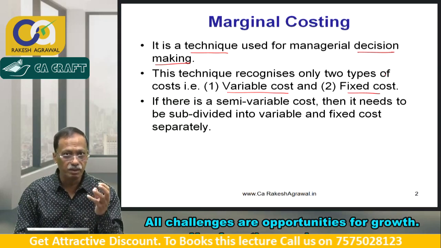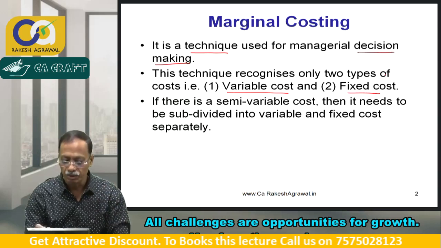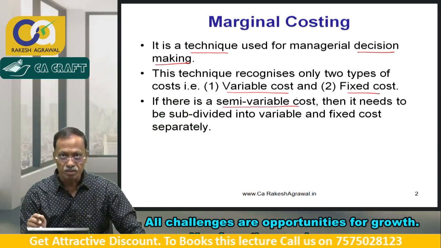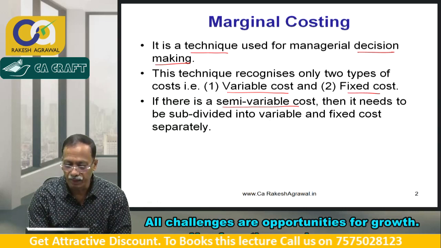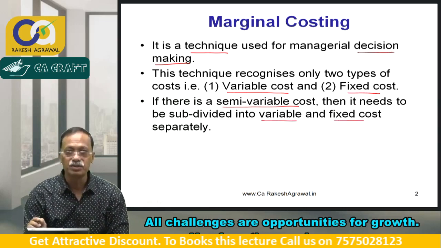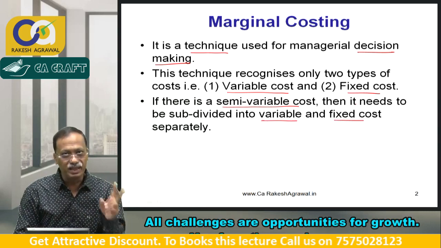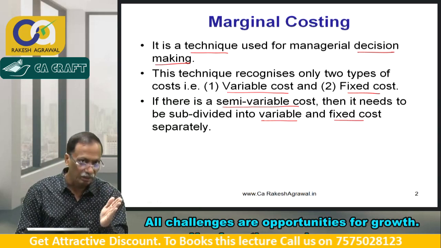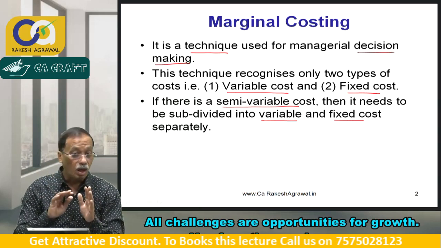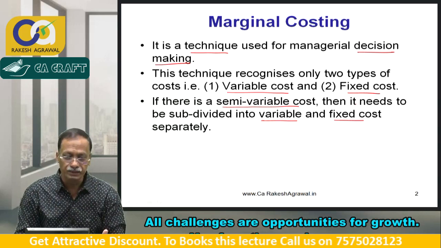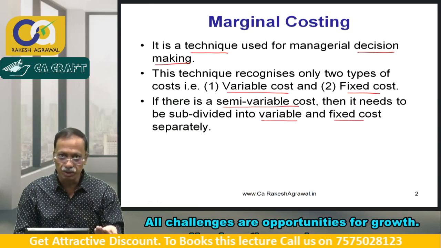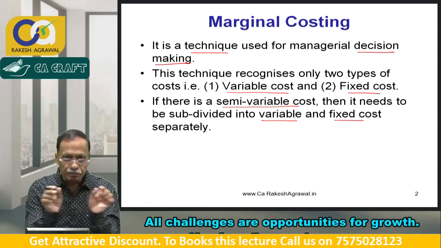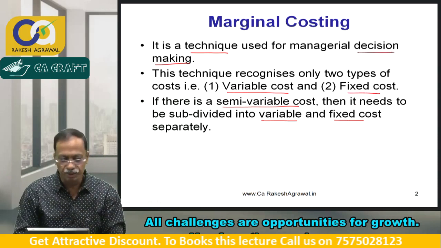Now, if there is a semi-variable cost, then what is to be done? We say semi-variable cost is partly variable, partly fixed cost. So you need to subdivide it into 2 parts. Semi-variable cost has to be split into 2 parts, that is variable portion and fixed portion separately. So finally, cost will remain of only 2 types under the marginal costing technique, either variable cost or fixed cost. Now how to split the semi-variable cost into 2 parts, that also we will see while solving questions. We will use the differential formulas, if you can remember the differential formulas by which we can split the cost into variable portion and fixed portion.